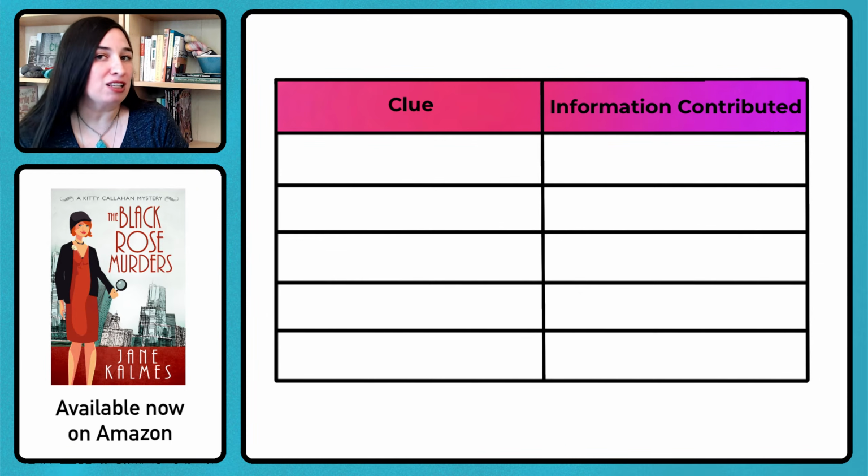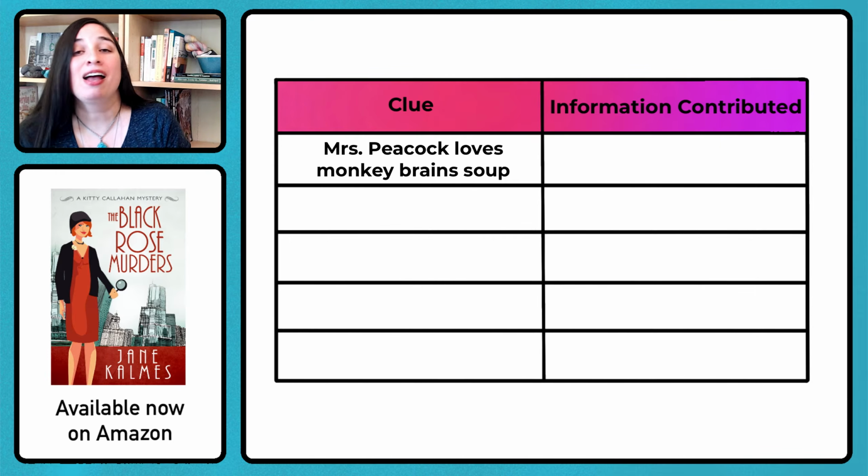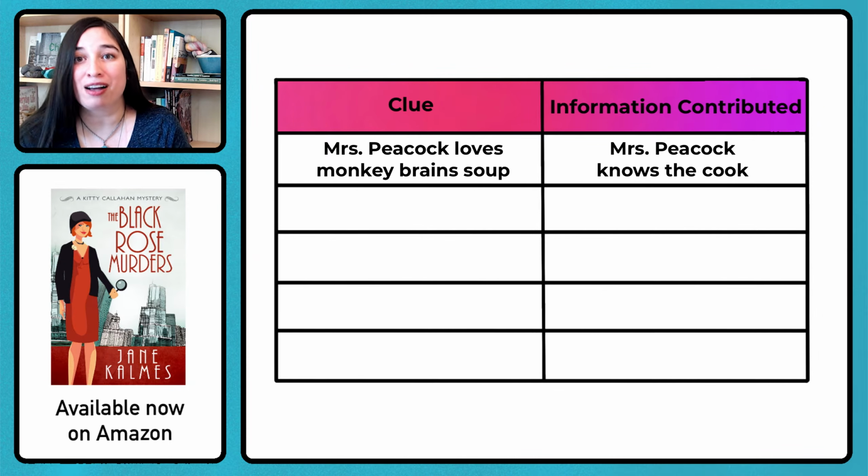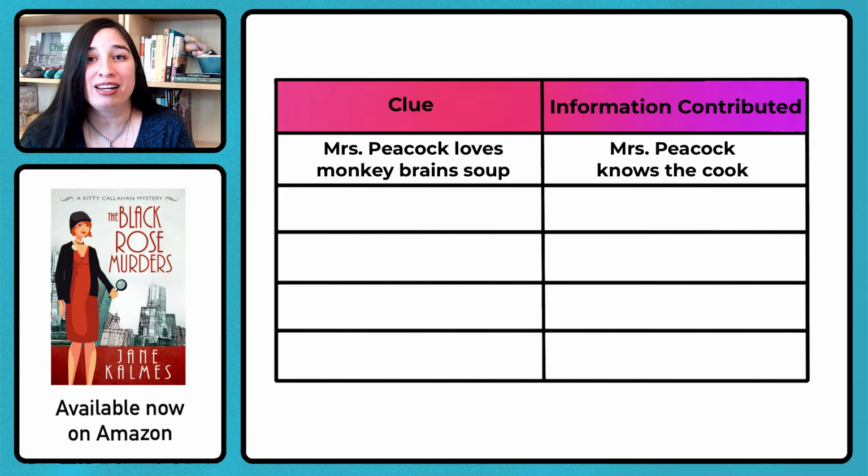So let's plot that soup clue that we picked up from Mrs. Peacock on the spreadsheet. On the left is Mrs. Peacock loves monkey brain soup. And on the right, we put Mrs. Peacock knew the cook. That's it. I'm simply keeping track of what information I need to give my sleuth and how she's going to acquire it.